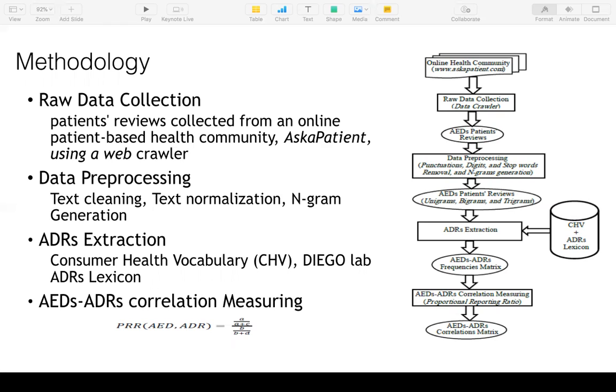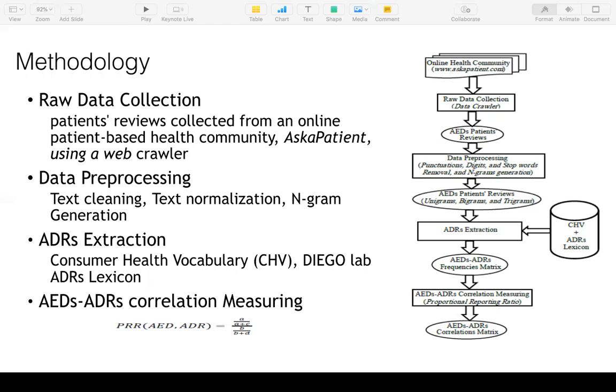The next stage is data pre-processing. The raw data is composed of free text, so we needed to pre-process the reviews. We used the Natural Language Toolkit library in Python for text cleaning, text normalization, removing stop words, and n-gram generation. This is the second stage.